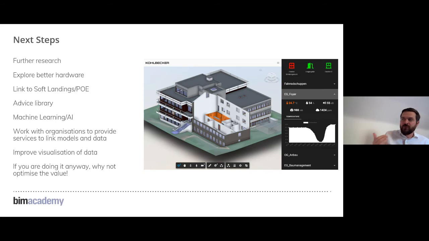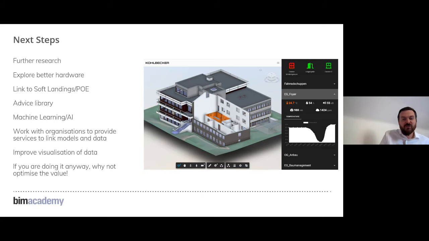And I think the thought I want to leave you with is this: if the golden thread, the Hackitt report, the government's going to start mandating the maintenance of a golden thread, digital information on a building, and if we're doing it anyway, why don't we make more use of it? Why don't we optimize the value of what we're trying to do?